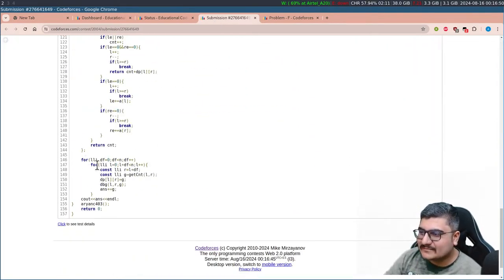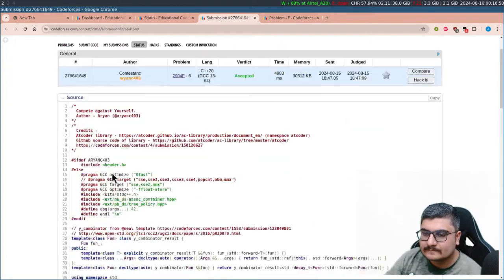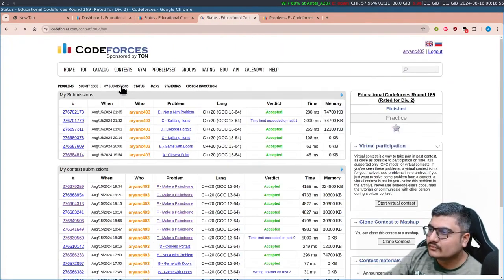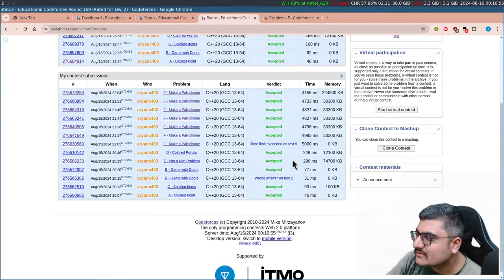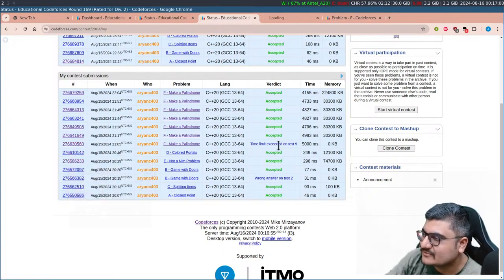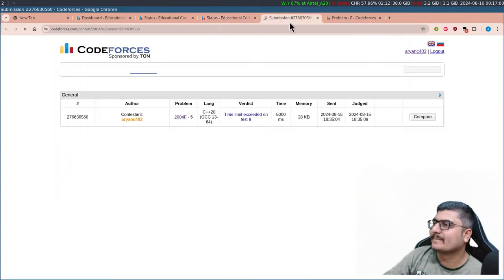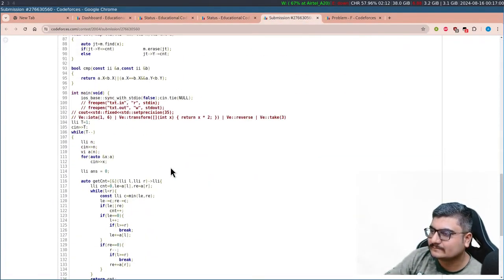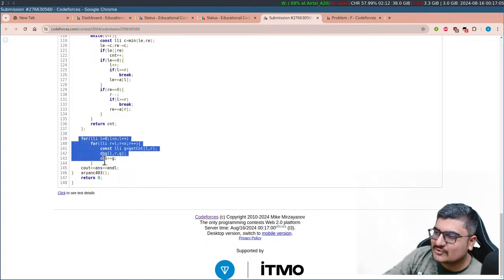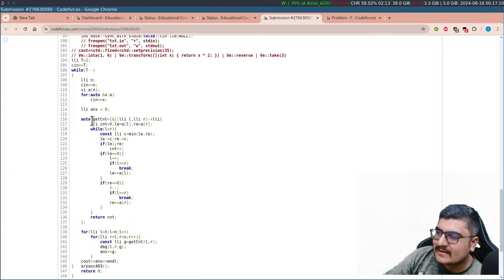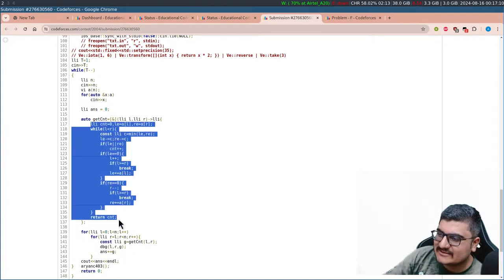Like for example, what is my first submission? Yeah, this was my first submission, which got TLE on test 9. It literally runs 2 for loops, tries to find the answer for L to R. And this one was trying to merge elements here.